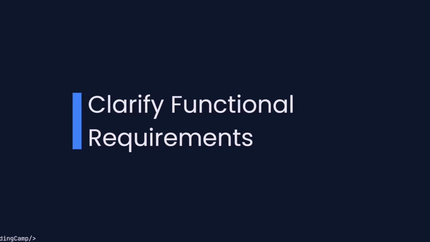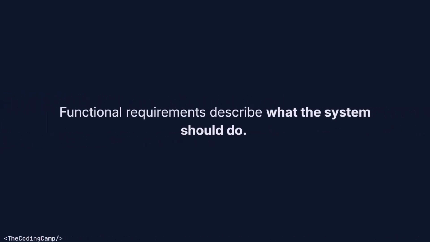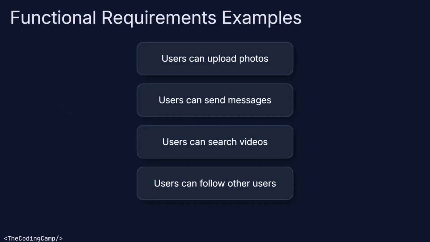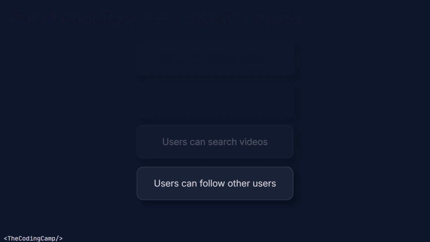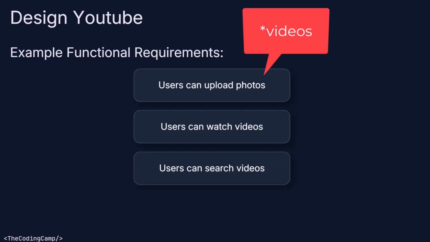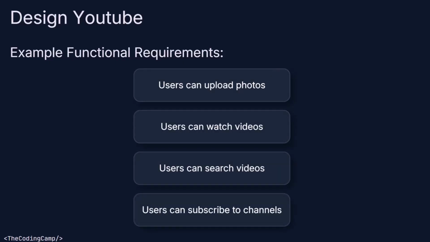Functional requirements describe what the system should do. These are all examples of functional requirements. As you can see, they define the core behaviors and capabilities of the product. They focus on the features of the product and the user actions. Let's see an example. Imagine the interviewer says, design YouTube. Then the functional requirements could be: users can upload videos, watch videos, search for videos, and subscribe to channels.